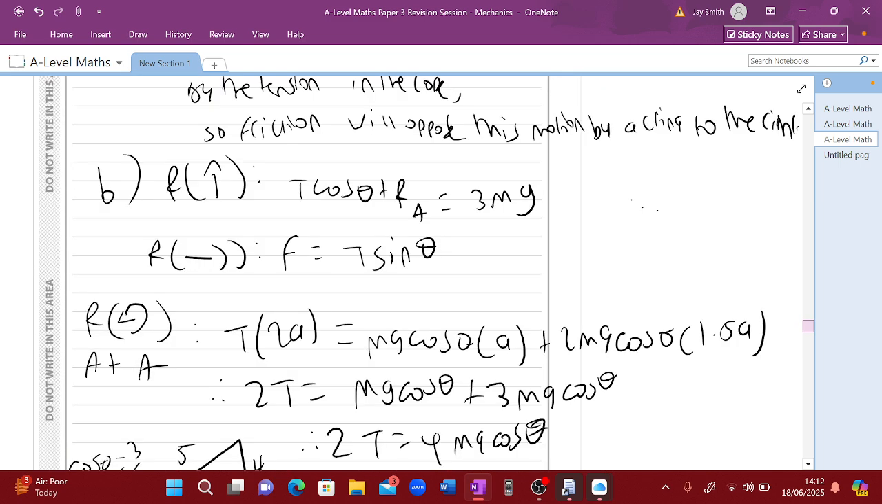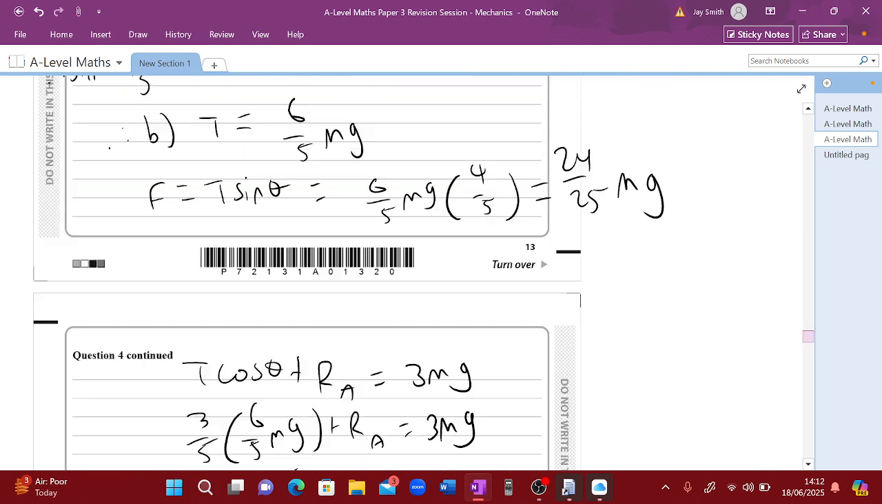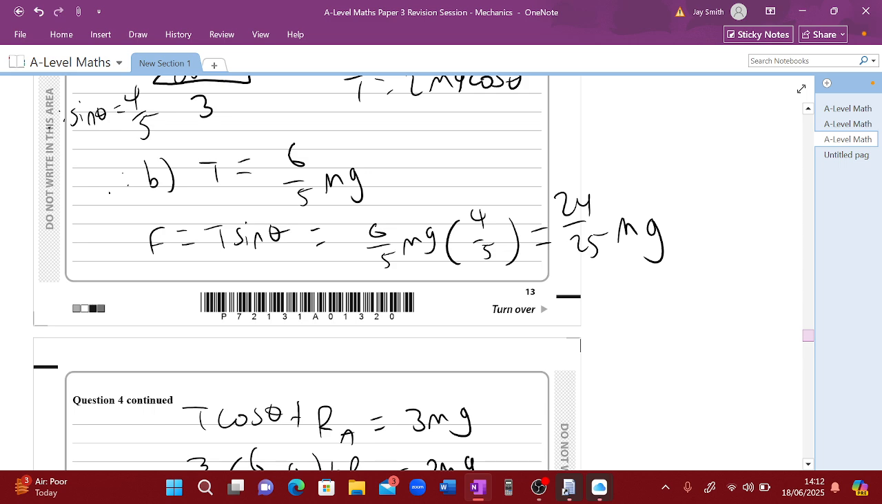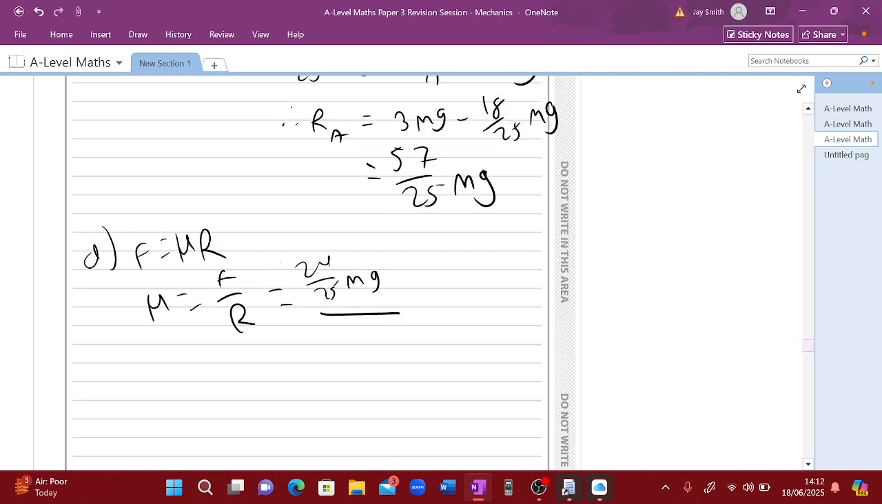Anyway, then it says the coefficient of friction between the rod and the ground is mu, and the rod is in limiting equilibrium. That means we've got this equation: F equals mu R, and mu is going to be F over R to find mu. But we already know what the friction is. Friction F is 24/25 mg divided by R, which we found to be 57/25 mg.